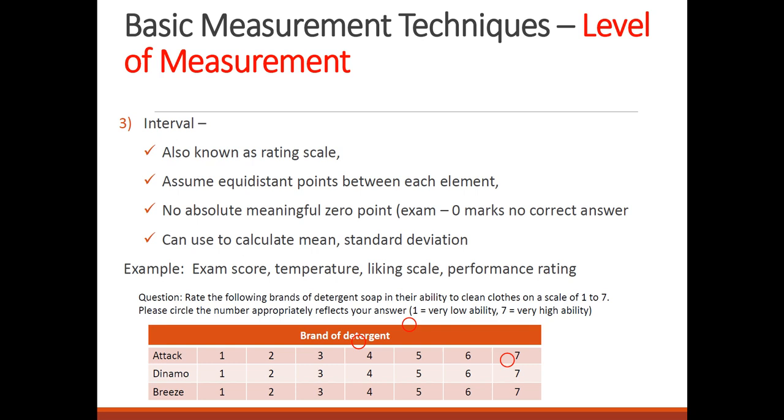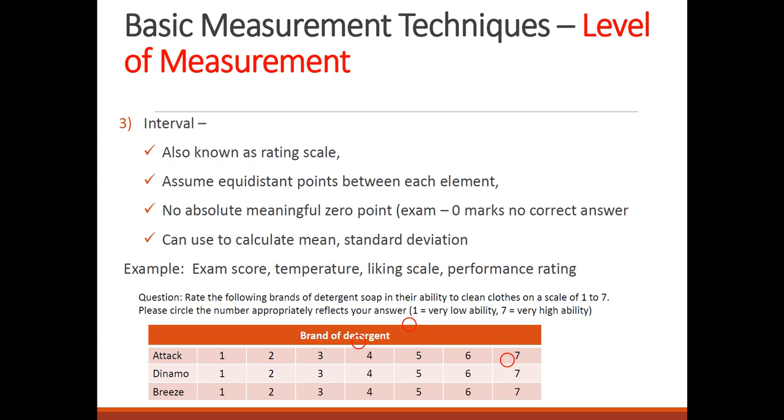For example, rate the following brands of detergent soap in their ability to clean clothes on a scale of 1 to 7. So you have Attack, Dynamo, Breeze. They have to rate. So you assume that one and two, two and three, and four, have an equal distance. The levels are equally distant. So this is interval.